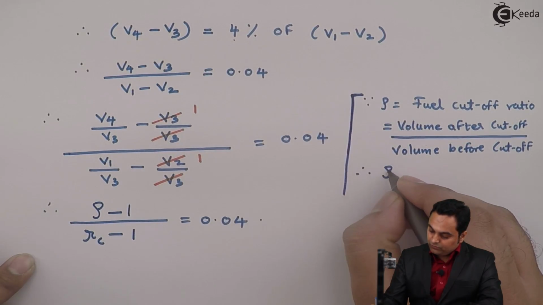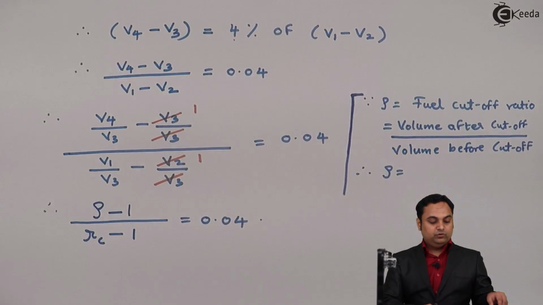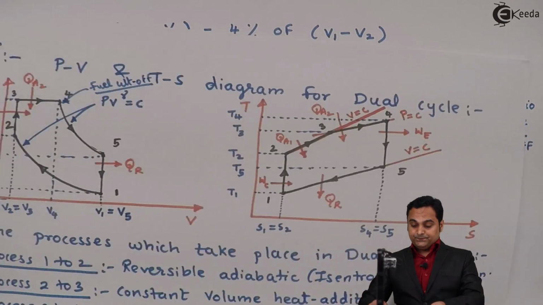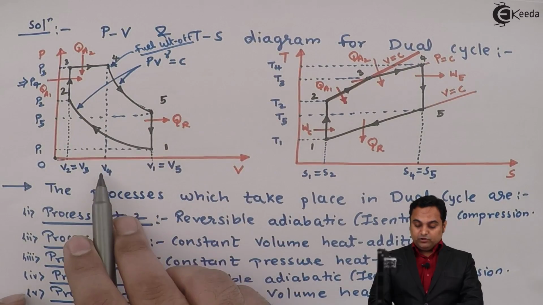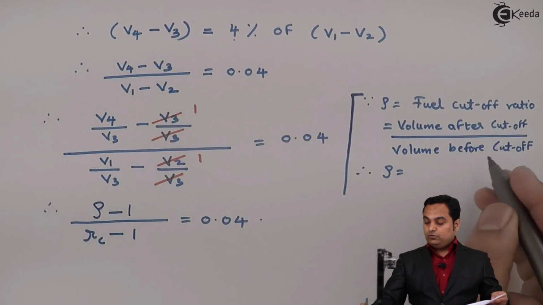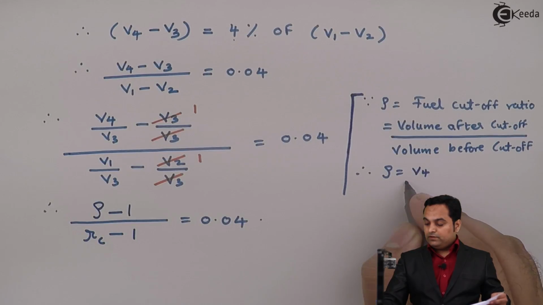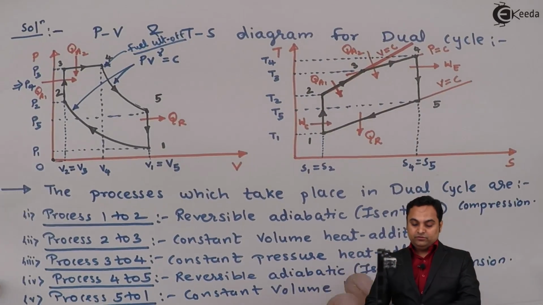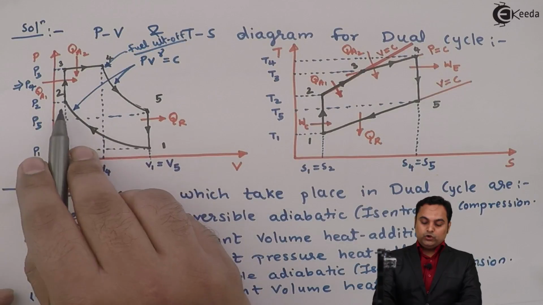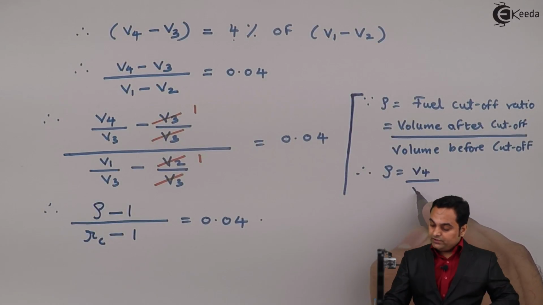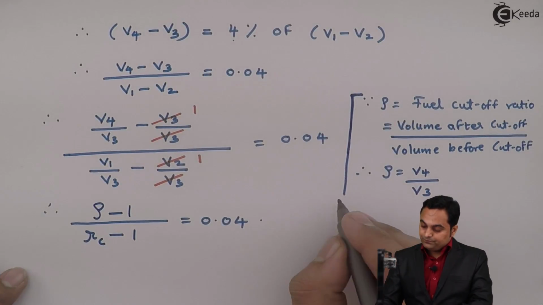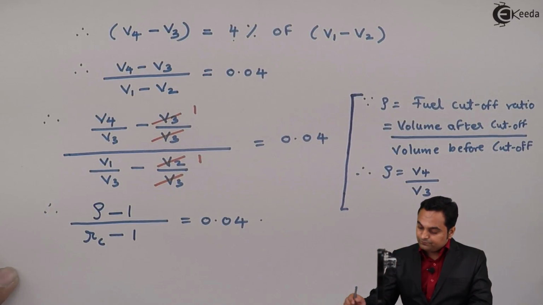Therefore rho will be equal to the volume after fuel cutoff, as we see here. When the fuel is cut off, the volume is V4, and the volume before cutoff was V2, or we can say equal to V3, so V4 upon V3 is equal to rho.